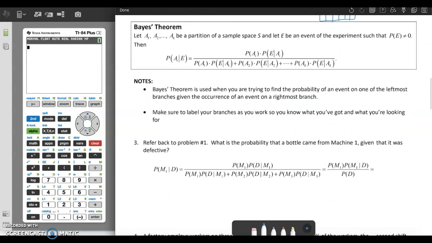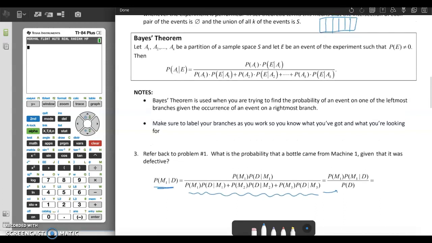That's actually the question that we want to answer here: what's the probability that the bottle came from machine 1 given that it was defective? So first, I just wrote down the giant Bayes' theorem, which says if I want to find this probability of M1 given defective, then I have to multiply the probability of M1 times the probability of defective given M1 over all of these different values down here on the bottom. What does all of that mean? Those are basically the partitions that create the probability of D.